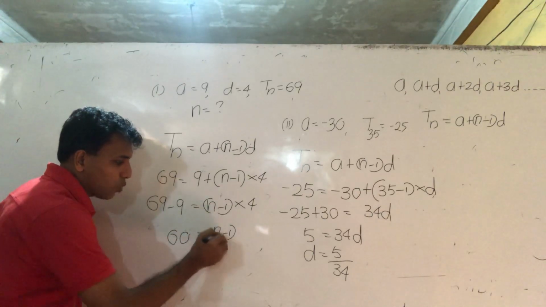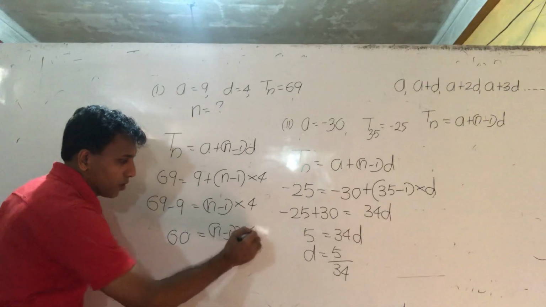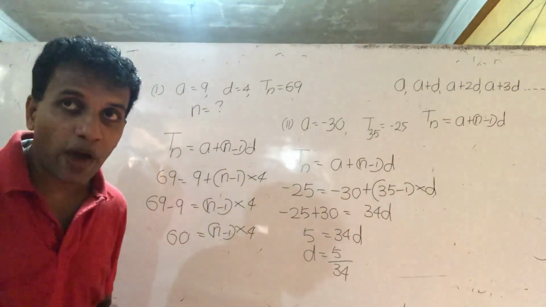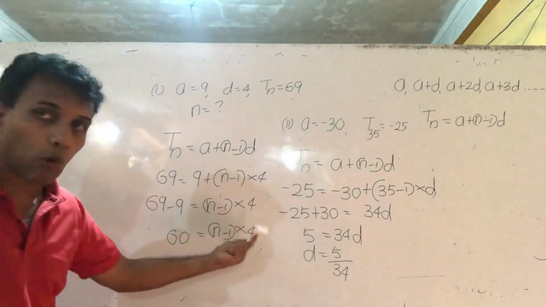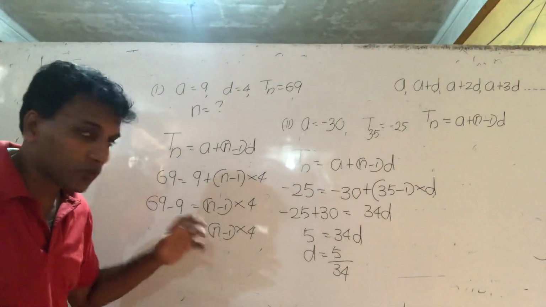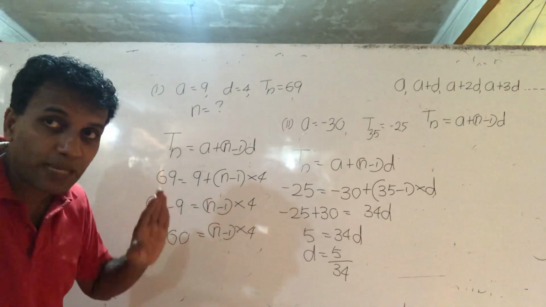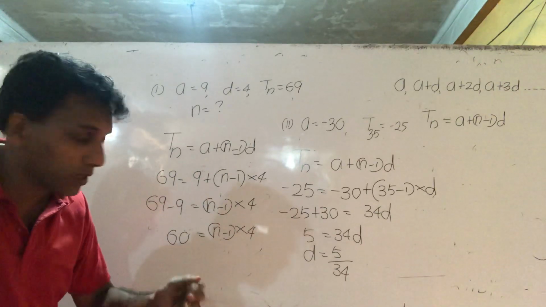N minus 1 multiplied by 4. We have to calculate the N value. So don't multiply the bracket. That is not necessary, right? Because we need the N value. There is an easy method. Follow this method.